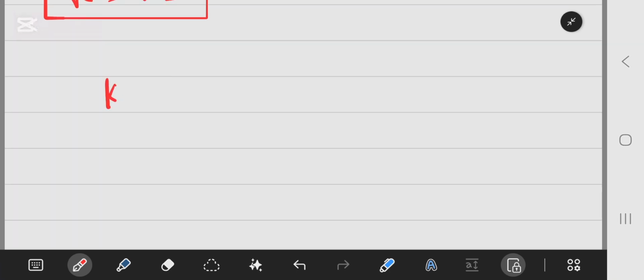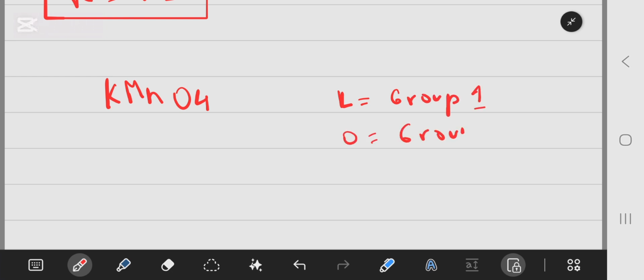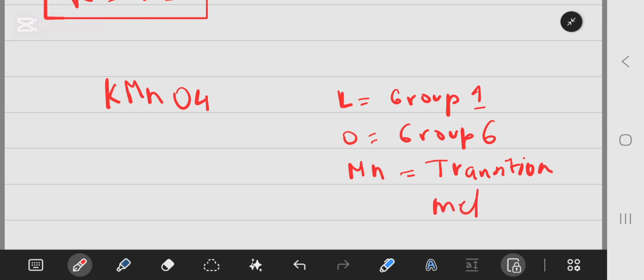So let's move on to another type of this question. Potassium manganate(VII), just ignore the naming scheme, it's the name of this compound. Potassium belongs to group number 1, oxygen belongs to group number 6, and manganese is a transition metal.